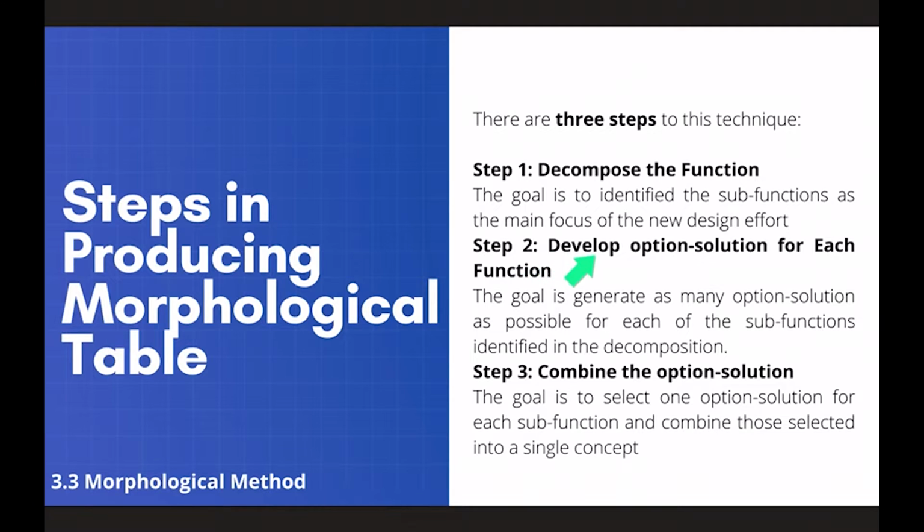Step number 2 is to develop option solutions for each function. The goal is to generate as many option solutions as possible for each of the sub-functions identified in the decomposition. Next, the last step is to combine the option solutions. The goal is to select one option solution for each sub-function and combine those as selected into a single concept. So basically, this is the step producing the morphological table.